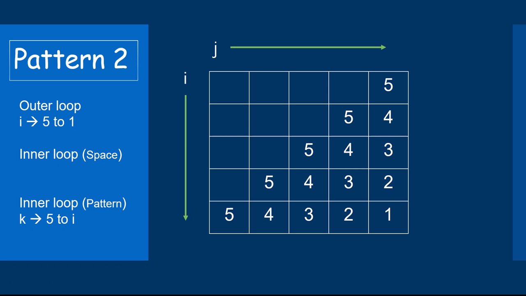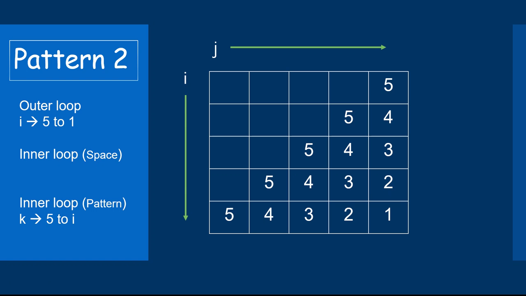Now the inner loop. Again you can see the first row has only one number, so take the last row, you can see 5 4 3 2 1. So again the j value starts from 5, because every row is starting with 5 but ending with the I value. For the first row it is 5, the second row it is 4, then the third row it is 3, and then 2, and then 1. So it should be from 5 to I.